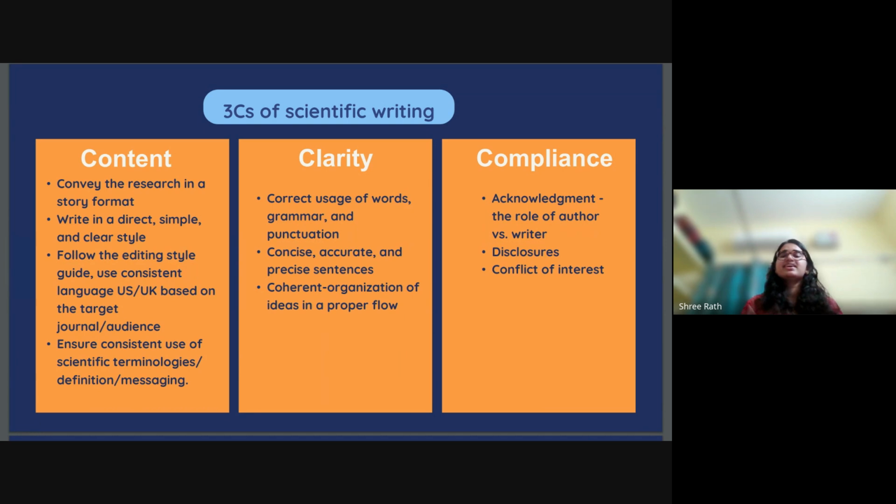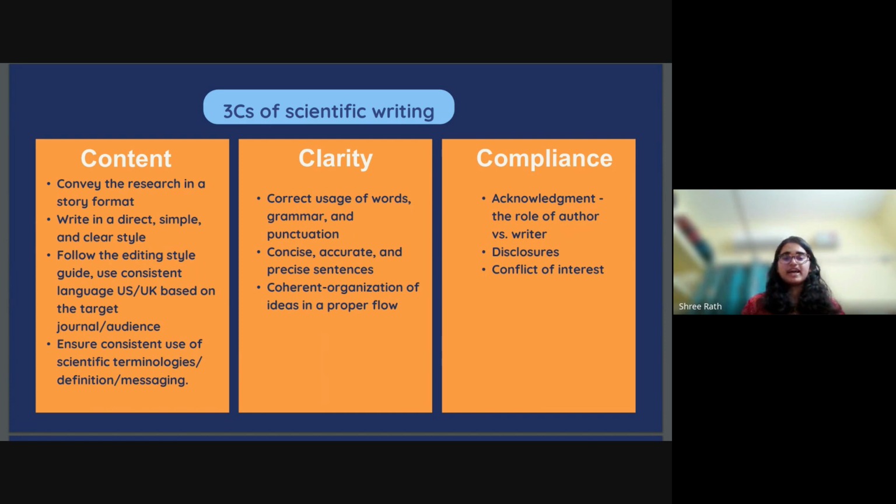And for clarity, obviously the grammar, punctuation, everything should be as accurate as possible. It should be concise, obviously, and organization has to be maintained. There is a fixed organization that I'll be discussing in the next slides that needs to be followed, each section after the other, so that there's a proper flow maintained in the paper.